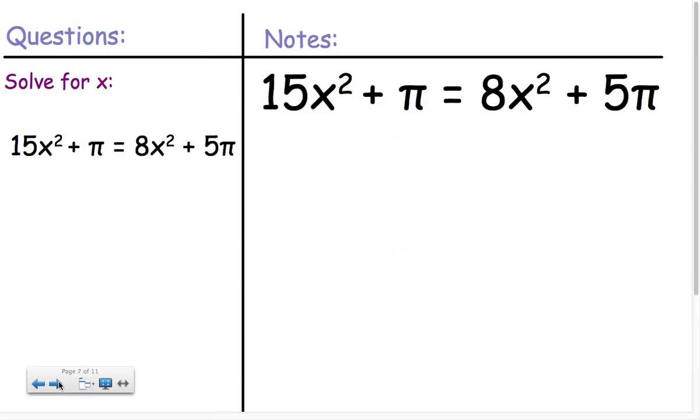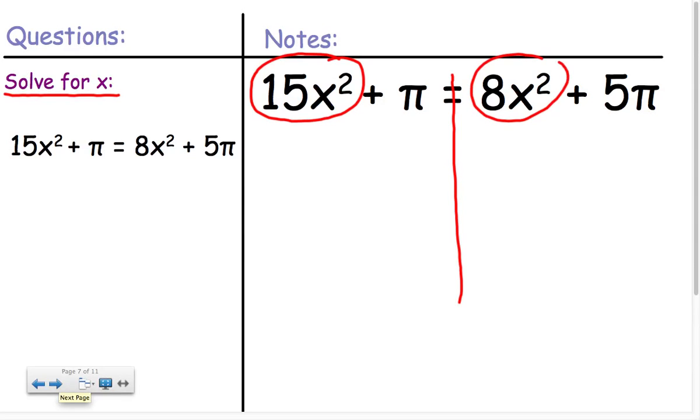All right, this one looks a lot more complicated than it is. 15x squared plus pi is equal to 8x squared plus 5 pi. I am solving for x. So I'm going to circle my x's, and I happen to have one on both sides. So my first step is to get the variable on the same side. So I could either subtract 15x squared on both sides or subtract 8x squared. I'm going to subtract 8x squared to keep everything positive.